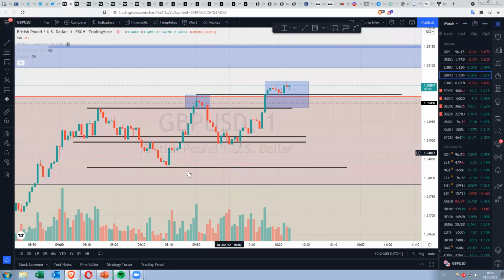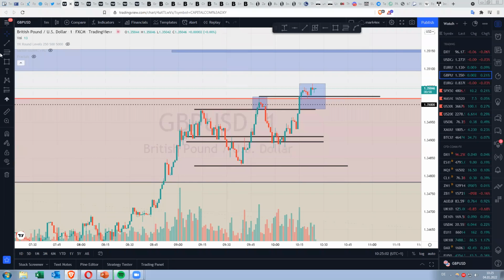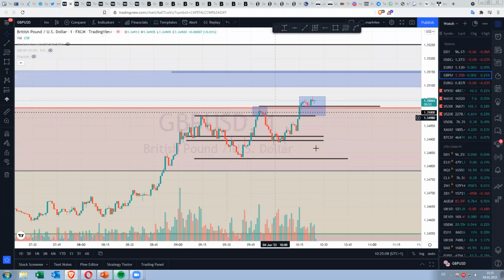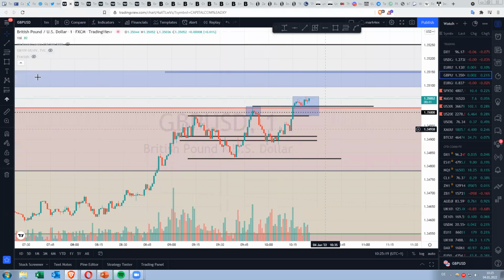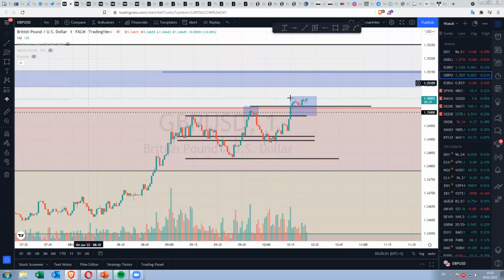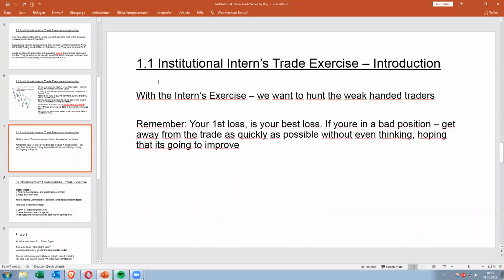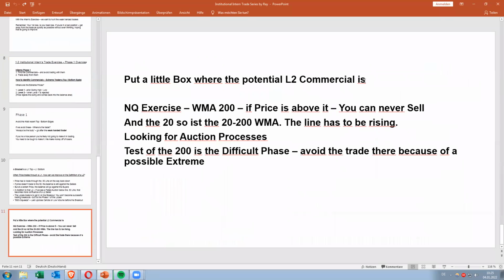And the trend is, of course, bullish. So why would we fade now? Why would I sell, like Ray says? Why would I sell in here now? Why would I sell this here? I would lose only money if I do this. Why would I even sell this one? I mean, you can sell the higher high, but even if you sell this one, you're in a losing position. And this is where it comes to the last part of this whole exercise. Put a little box where the potential L2 commercial is.